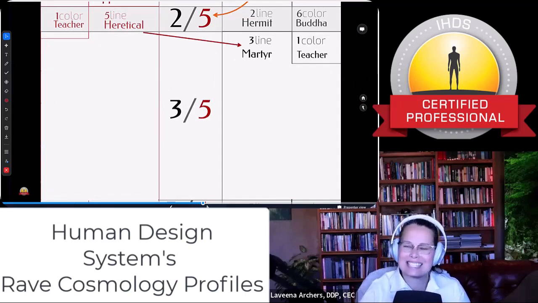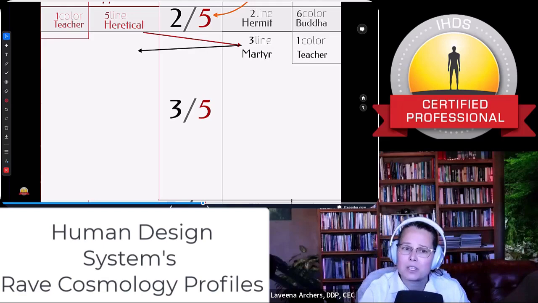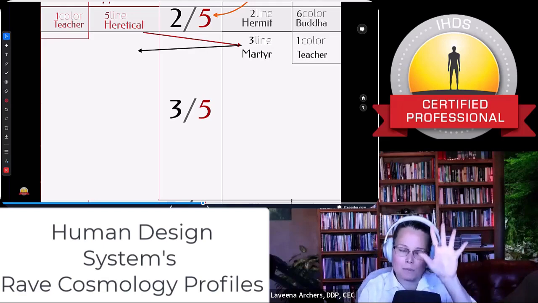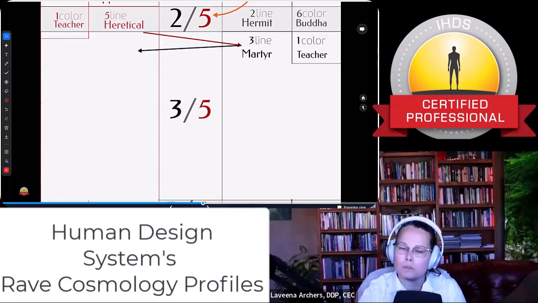Where we have dissonance, the dissonant profiles, is usually where there's a little bit more of a challenge to be aware. The reason being is because there's no harmonic process. And not that it's bad or wrong, just that it's different. There's a lot more variability in dissonant profiles for a reason. So if we begin at the 2/5 and we start to go into 3/5 territory, we can see the personality line, martyr, color 1, teacher. It always begins with 1 and moves to 6.